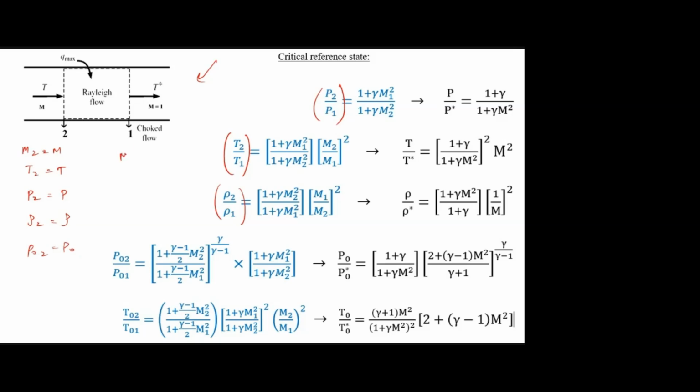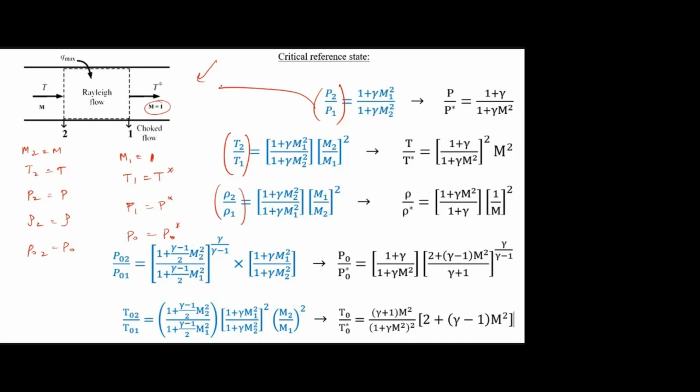But in station 1, instead of M1, I have 1. And instead of T1, I have T star because M is equal to 1. And instead of P1, I have P star. Instead of P01, I have P0 star. Like that, everything is star properties because of the sonic.